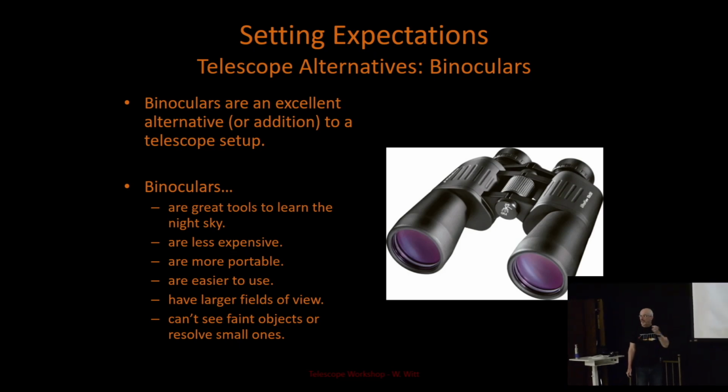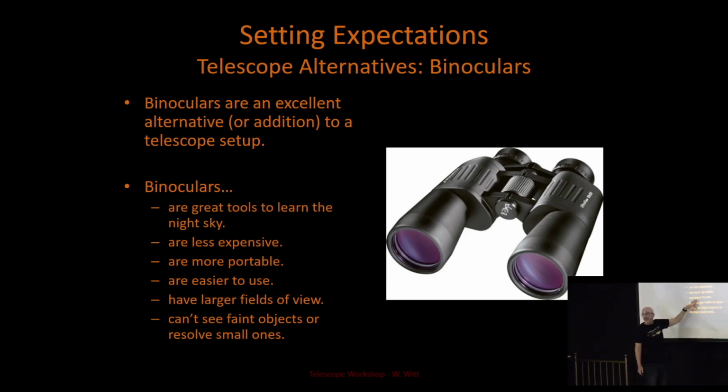Just to be clear up front, binoculars can be an excellent alternative to telescopes. They are great tools for looking at the night sky. They can be much less expensive than telescopes. They're much more portable. They may be easier to use. They have large fields of view. You can see much more of the sky at once, which can be a benefit depending on what you're after. And a downside, of course, is that you cannot see faint objects or resolve small ones.